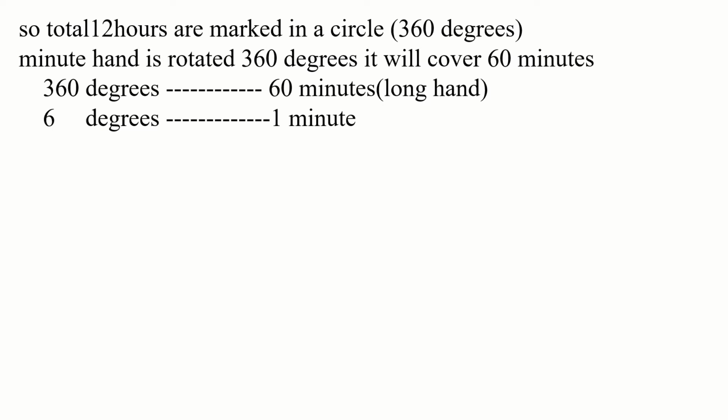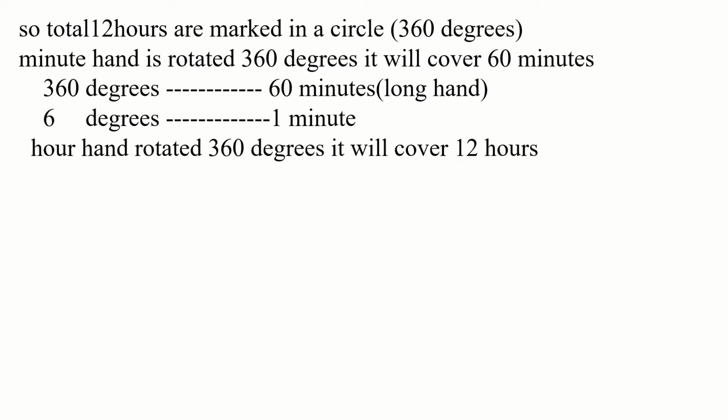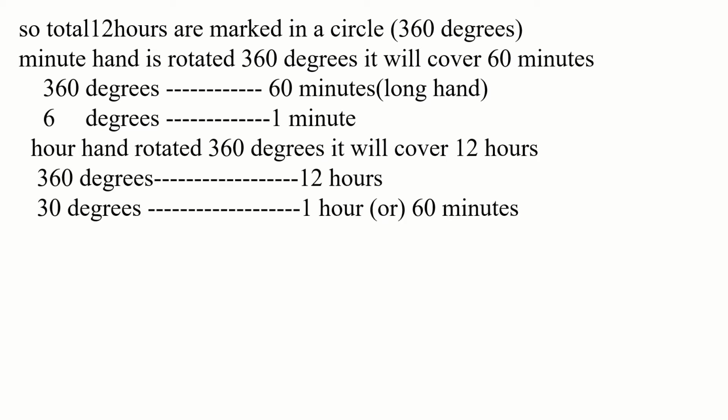Suppose the hour hand is there. If the hour hand rotates 360 degrees, it will cover 12 hours. In 12 hours, the hour hand will rotate 360 degrees. In 1 hour, the hour hand will turn 30 degrees. So 0.5 degree for a minute. So if you see, for 1 minute, the minute hand rotates 6 degrees. For 1 minute, the hour hand rotates 0.5 degree.